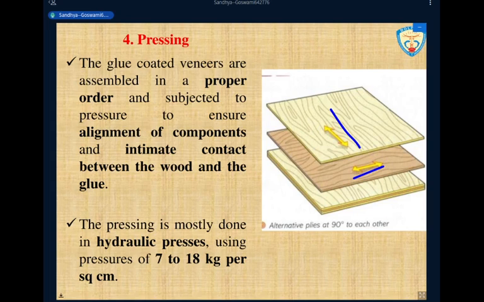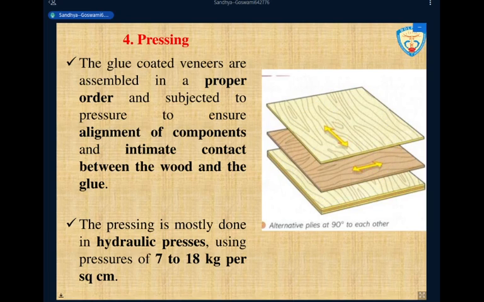Before pressing, in the pressing step, you will take the glued veneers and assemble them in a proper order. What is the proper order? You have to put them in cross-banded construction. Alternate plies should be at 90° angle to each other in terms of their grain.